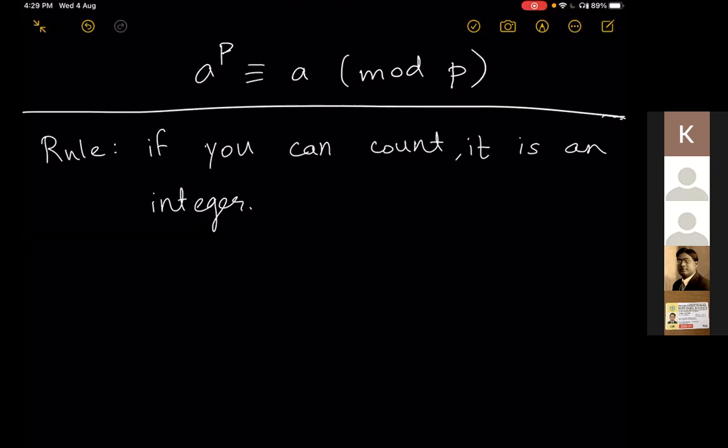Numbers started because of counting, but as we developed other types of numbers like fractions, then irrational numbers, real numbers, complex numbers, counting is hardly a criterion for something to be called a number. So what this rule is saying is that if you can count, then it is an integer. Not even an integer, natural number.